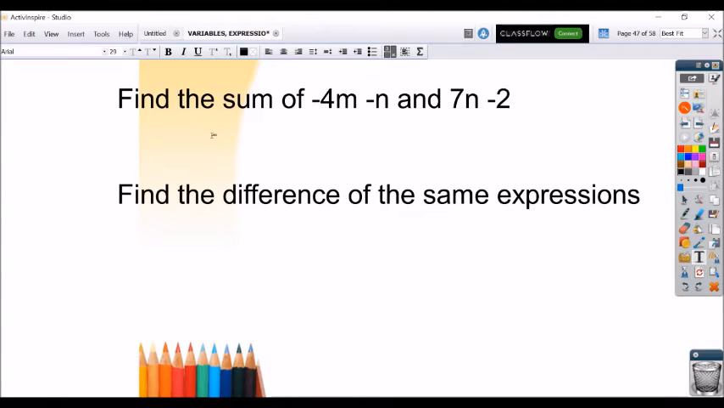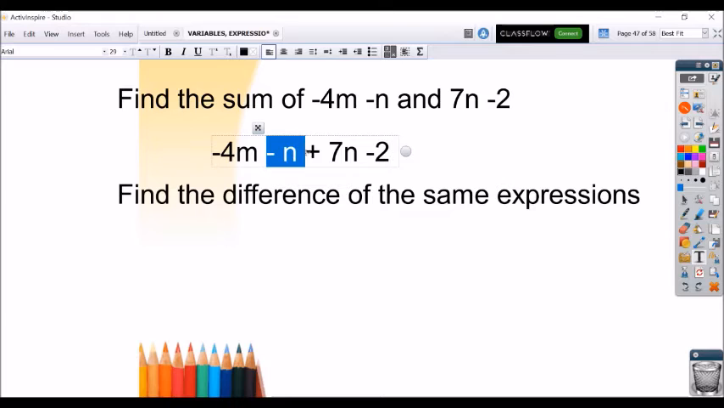So here I want to add these two expressions at first. So I'm going to basically do -4m minus n plus, and I'm going to put this in parentheses, 7n minus 2, just because I'm going to do it in the next problem. I'm basically distributing this positive, and it doesn't change anything. So it just stays plus 7n. So here I have a -4m, and I have a -n, a +7n, and a -2.